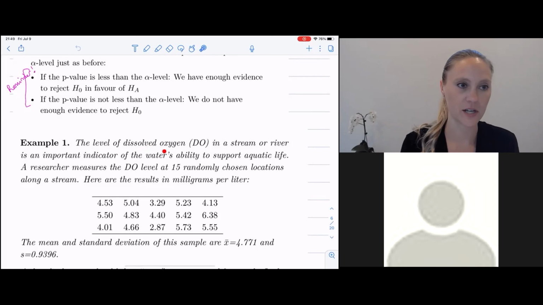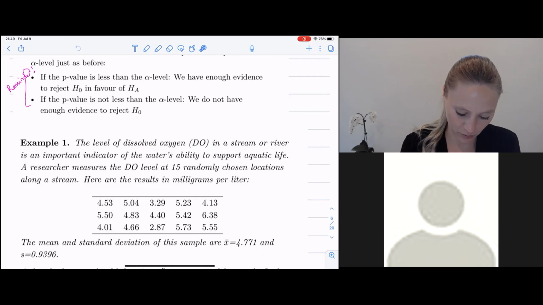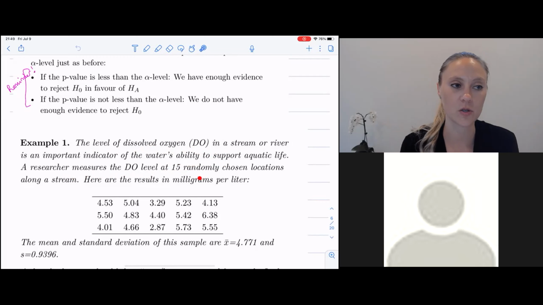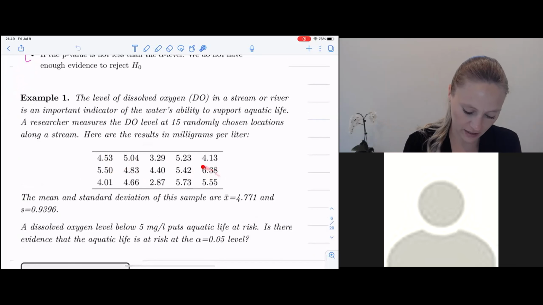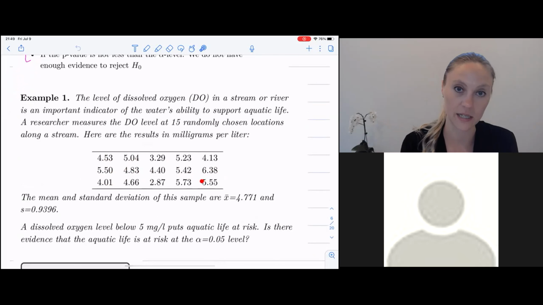So the level of dissolved oxygen, DO, in a stream or river is an important indicator of the water's ability to support aquatic life. A researcher measures the dissolved oxygen level at 15 randomly chosen locations along a stream. So here are the results in milligrams per liter. So here they all are, 15 locations, randomly selected.